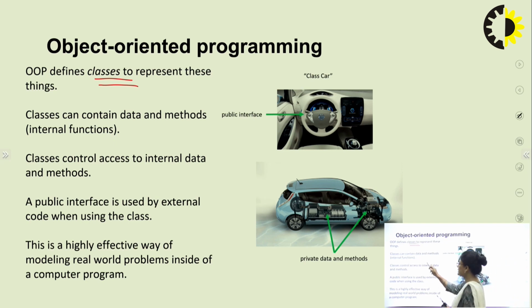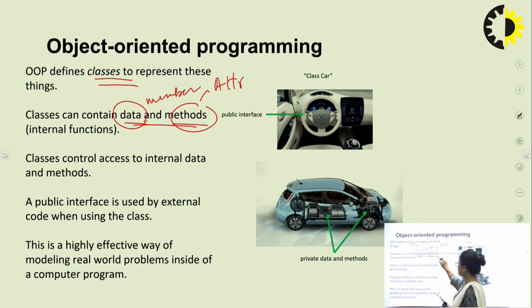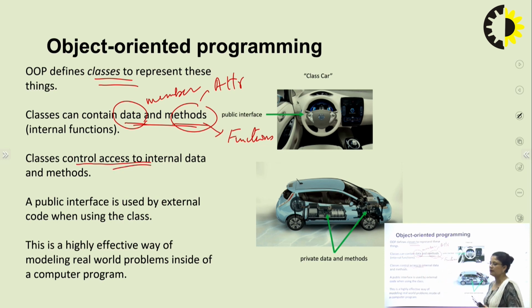What are classes? Classes are components of the language which contain two important components. We call one the data member, and the other one the method. They have different nomenclatures. We call it data, members, attributes, and so on. Methods, or we can also call them functions. These are the two important components of classes. Now, through classes, we control the access to internal data and the methods concerning the program. And we have a public interface that is used by the external code when we are using the class. We'll understand this more as we proceed in the subsequent slides.